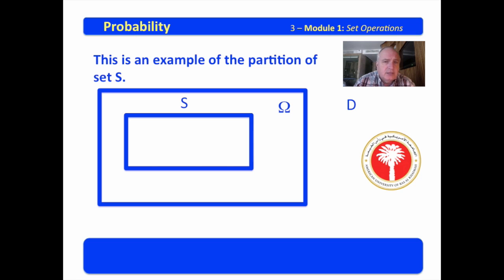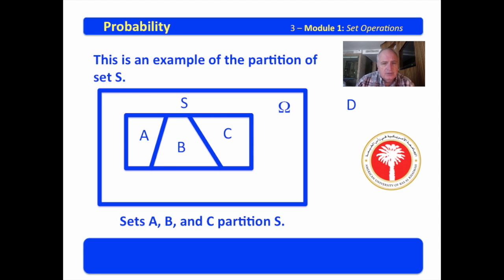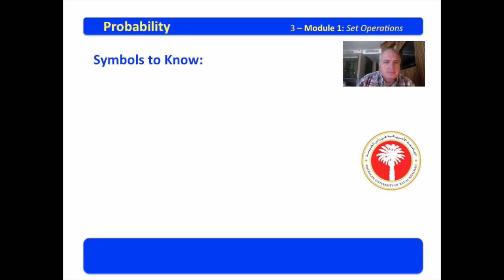Let's look at this more carefully with a Venn diagram. This is an example of a partition of set S. Bear with me. We have sets A, B, and C. Notice that these sets are disjoint, they have nothing in common, and together collectively they make up everything in set S. Therefore, A, B, and C are said to be a partition of S. Sets A, B, and C partition set S.